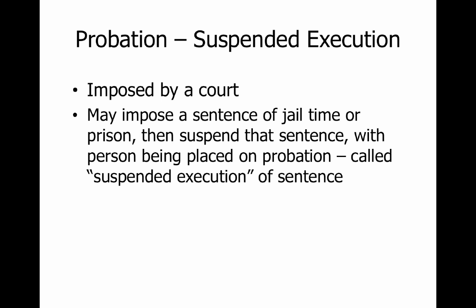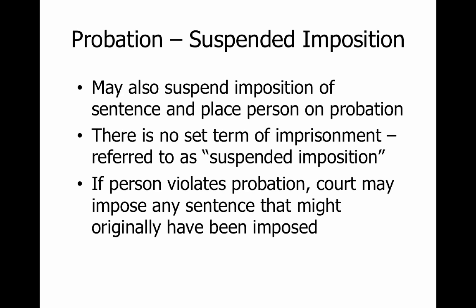One type of probation is called suspended execution. This is imposed by the court. Basically, the court imposes a sentence of jail time or prison and then suspends that sentence, with the person being placed on probation. If they break the terms of their probation, they may end up serving that sentence. Another type is suspended imposition of a sentence. There's no set time of imprisonment. However, if the person violates the probation, the court may impose any sentence that might originally have been imposed.